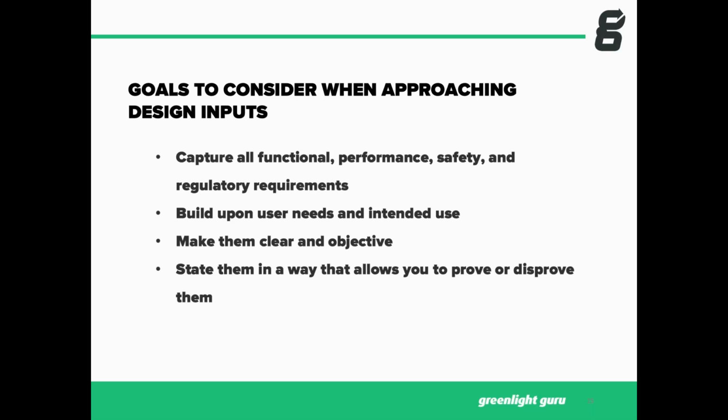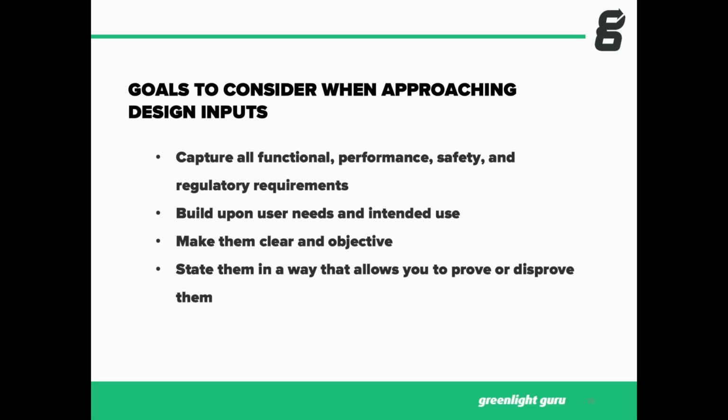Another key thing about design inputs: clear and objective. It's common for things like user needs to be a little bit more vague, a little bit more ambiguous. Things like "it must be easy to use", but that's not sufficient when we're talking about design inputs. Design inputs should be stated in a way where you can verify, where you can prove or disprove them with objective evidence. When we get to verification downstream, that's important to think about in how we fashion or define our design inputs.